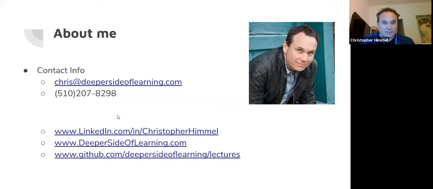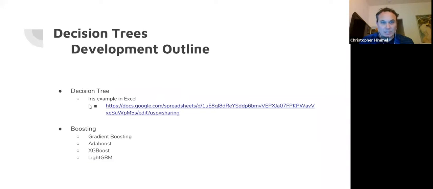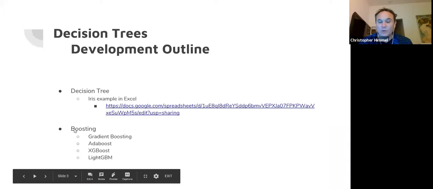The first thing we're going to do is go through the iris example. We're going to develop a decision tree for the iris data. You'll see it happens pretty quickly. We're just going to do it in Excel from scratch. Well, I did it, and I'm just going to show it to you. We'll walk through it. Then we're going to go into boosting.